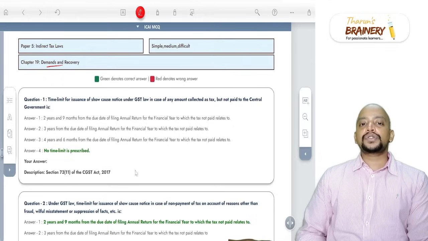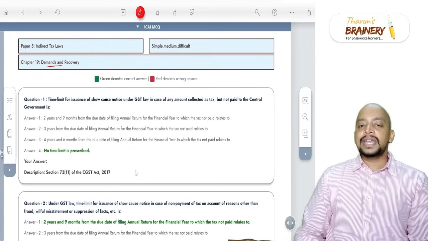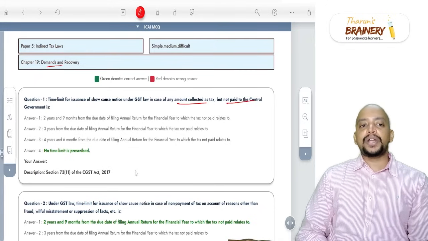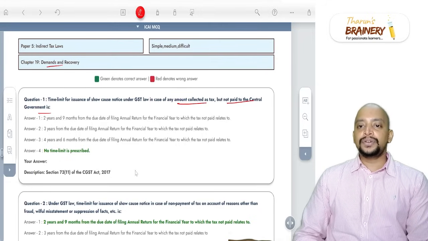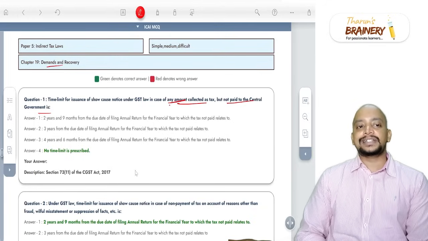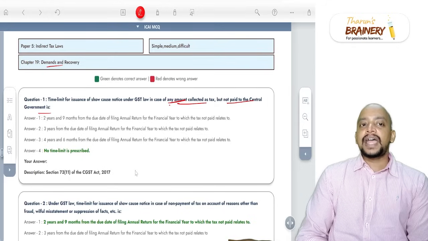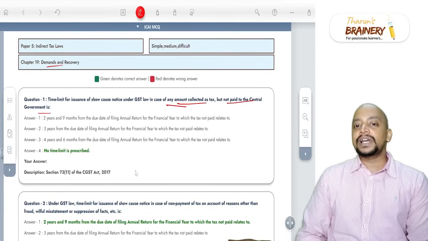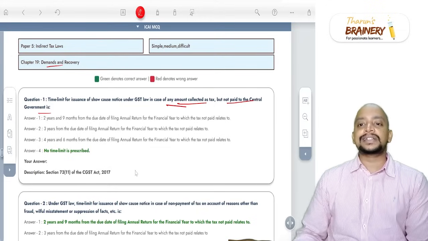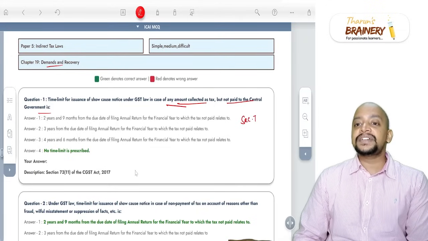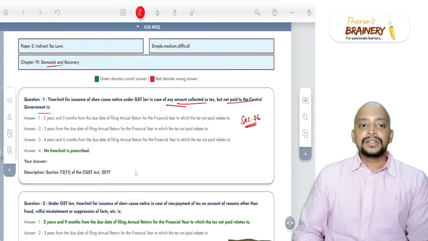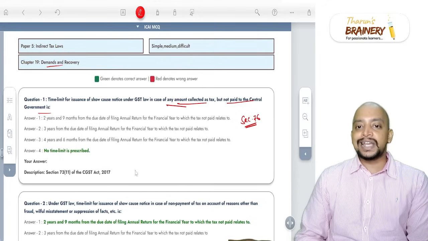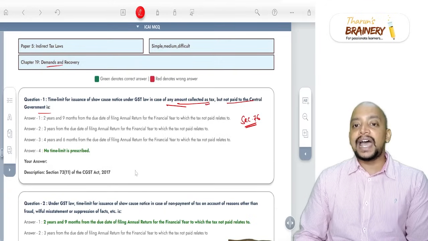Time limit for issuance of show cause notice under GST law in case any amount collected as tax but not paid to the central government is. We don't know whether it is 73 or 74, but it is any amount collected as tax, any amount collected by representing as tax. Actually, it is section 76, neither 73 nor 74, it is 76. So, time limit for issuance of show cause notice in case any amount collected as tax.